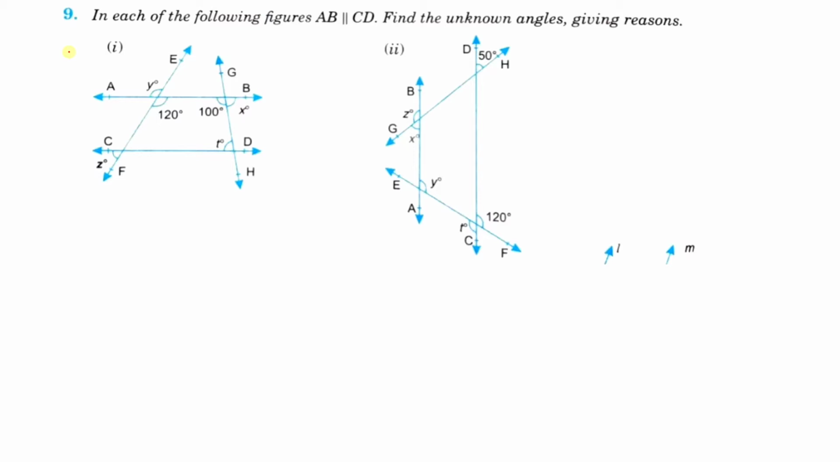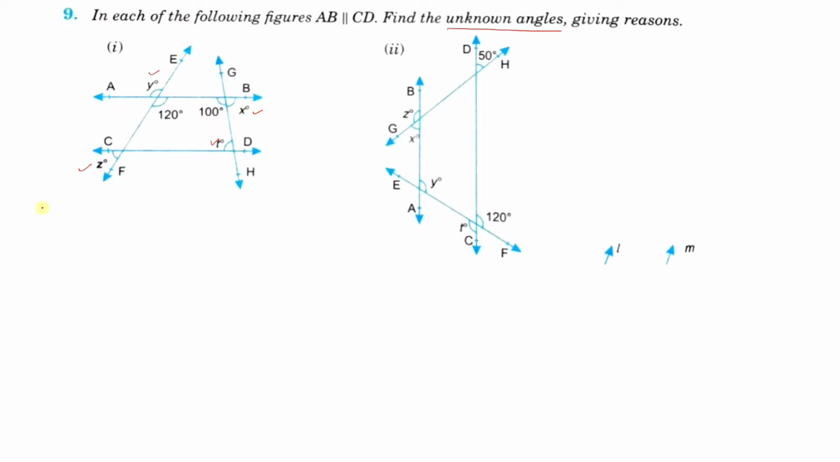So look at this. You have to find the unknown angles in each of the following figures. So you must draw the figure. In this one you have to find this x, y, z and this t angle. So let us first find out the x. So you can see that x and 100 are adjacent.